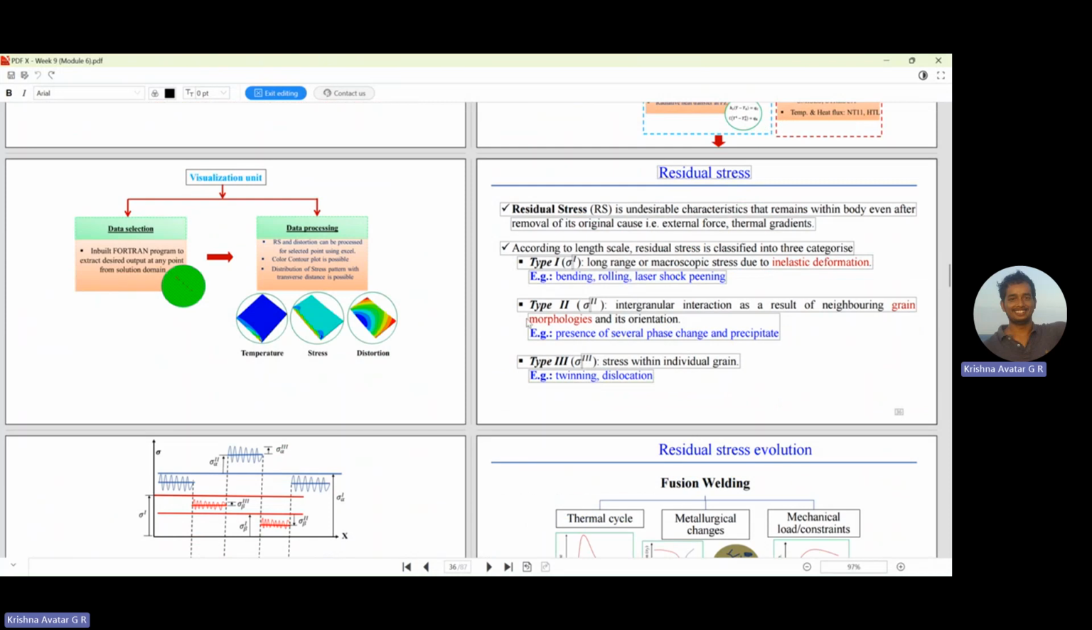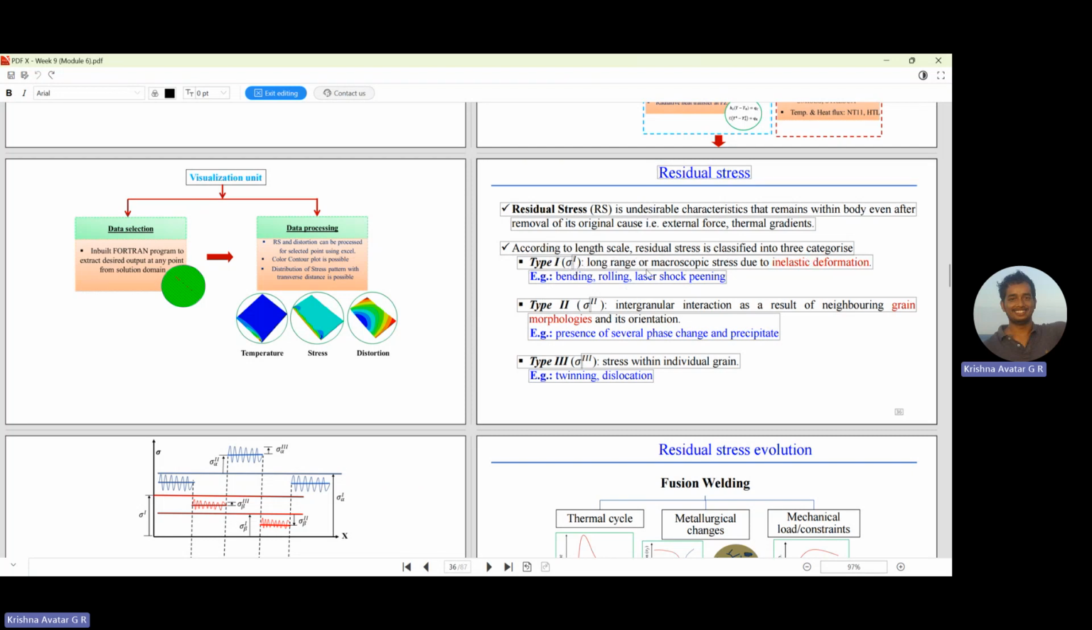Coming to residual stress: residual stress is an undesirable characteristic that remains within a body even after the removal of its original cause, that is, external force or thermal gradients. And even after removal, according to length scale, residual stress is classified into categories.